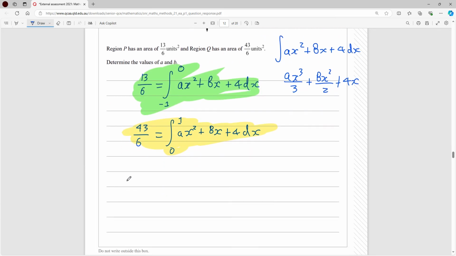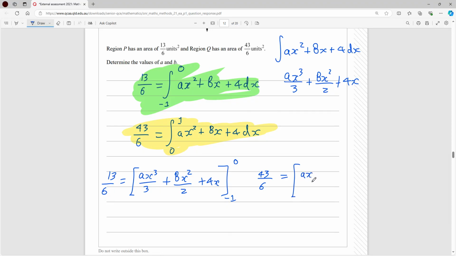So here, the green equation will turn to this. 13 on 6 equals ax cubed on 3 plus bx squared on 2 plus 4x, with the bounds -1 and 0. Then you'll also have 43 on 6 equals the exact same thing here. Let's see if we can fit it in. I hope there's additional paper. I write very large. That's okay, I'll just have to rub things out. And there's a 3 and there's a 2. There we go.